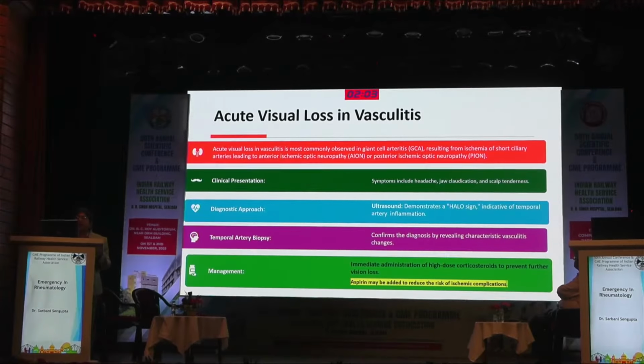Acute visual loss: an elderly patient may attend the ophthalmology ward or OPD with acute vision loss. There you have to suspect giant cell arteritis, or temporal arteritis. Nowadays, ultrasonography of the temporal artery gives a typical halo, which is a definite sign of temporal arteritis. It needs immediate attention.